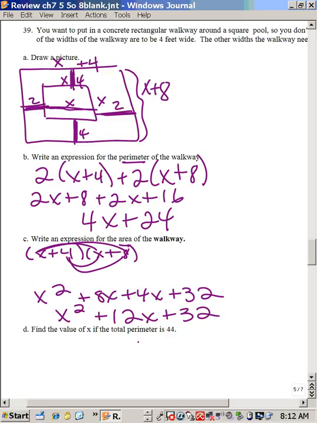Now I have to find the value of x if the total perimeter is 44. So now I'm going back to the perimeter.